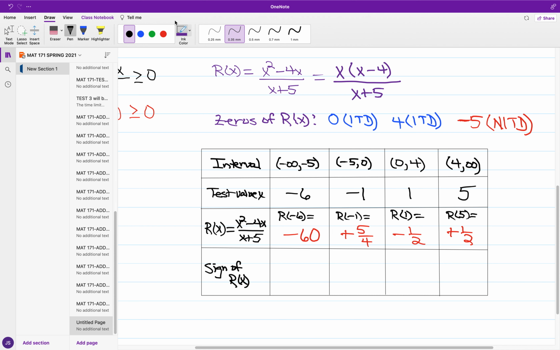For the sign of r of x, in the first interval this is going to be negative. In the second, this is going to be positive. In the third, we have a negative. And in the last, we're going to have a positive.